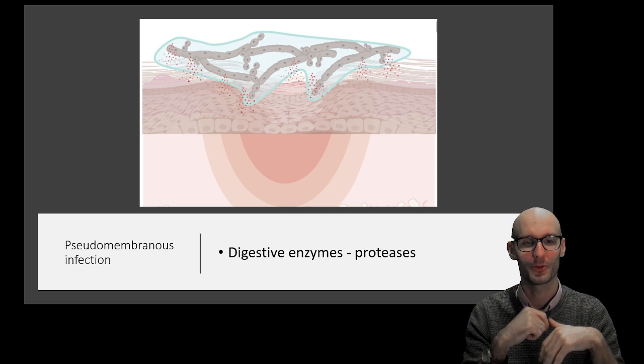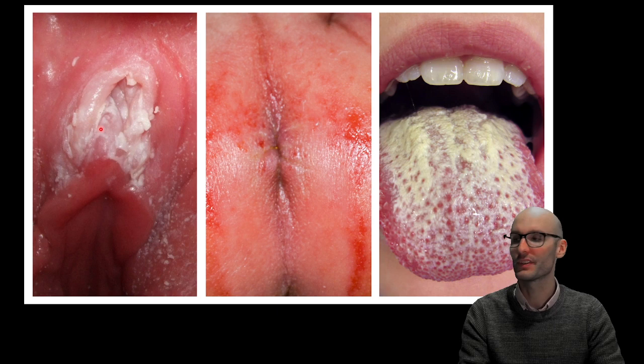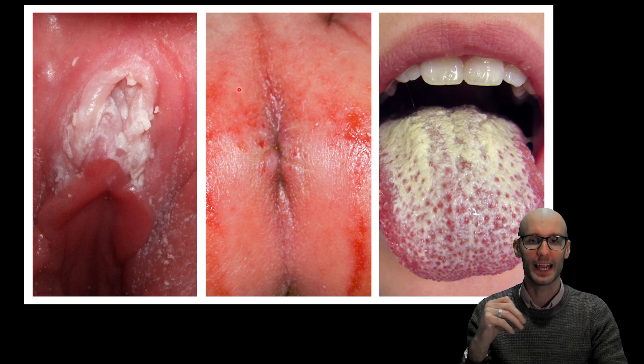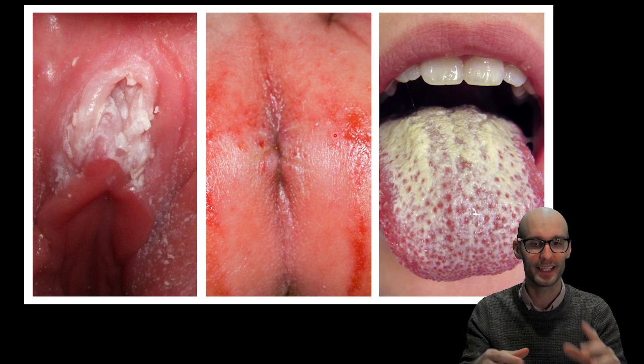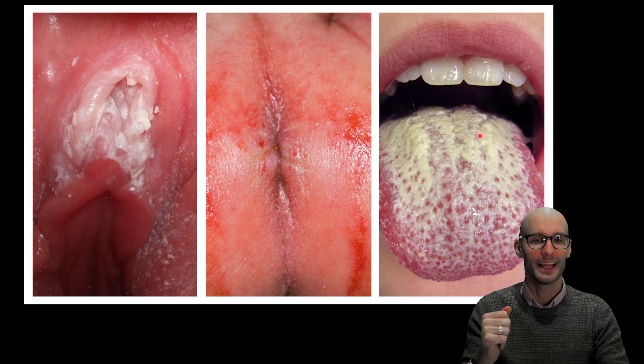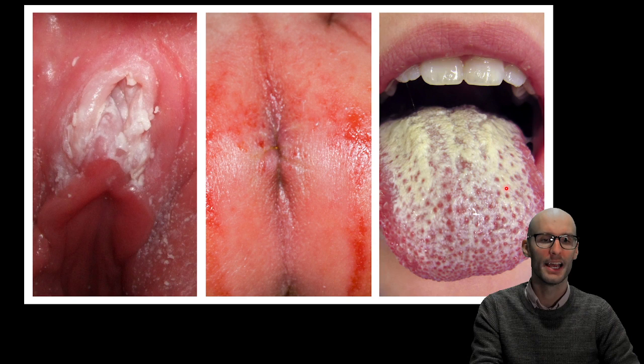their cell wall. Here we have an infected vulva, and you can see the white pseudomembranous colonies, and that's that biofilm there. Here we see a nappy rash, and this one's very red, suggesting inflammation. It suggests the immune system is fighting this right now. And here we have a tongue that has a very severe infection, and you can see that pseudomembrane, that biofilm, that white carbohydrate jelly that's coating that tongue. Very horrible infections when you get it.